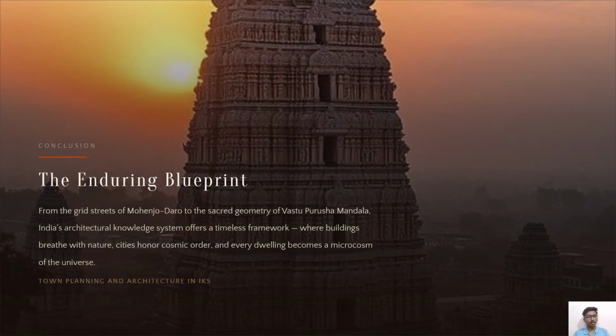The enduring blueprint: from the grid streets of Mohenjo-daro to the sacred geometry of the Vastu Purusha Mandala, Indian architectural knowledge offers a timeless framework where buildings breathe with nature, cities honor cosmic order, and every dwelling becomes a microcosm of the universe. Town planning and architecture in IKS.